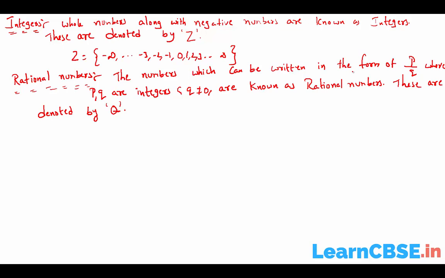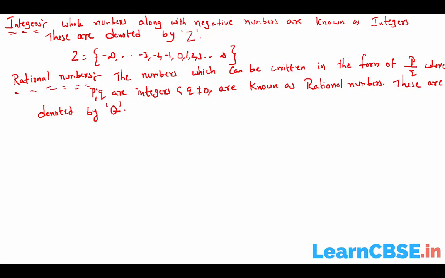That means numbers which can be written in the form of p by q, where p, q are integers, q not equal to 0. Why q not equal to 0? If the denominator is 0, it is not defined. So the denominator must not be equal to 0, and p and q are integers. Then those numbers are called rational numbers. These include numbers between the integers 1 and 2. Of course 1 is also a rational number as well as an integer. Generally the numbers between these numbers which are decimal numbers are called rational numbers.